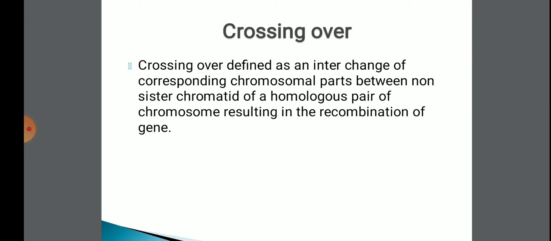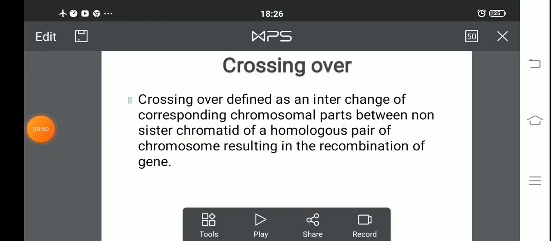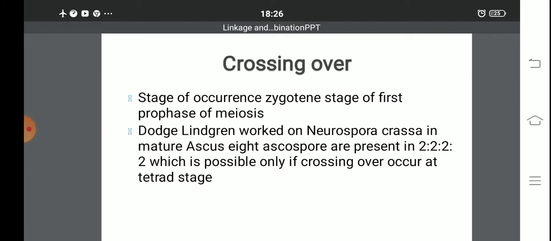Crossing over may be defined as interchange of the corresponding chromosomal part between non-sister chromatids of a homologous pair of chromosomes, resulting in the recombination of the genes. What does that mean? That means in the same homologous chromosome, there is always an exchange of the segments of genes between them. Now we will see what crossing over is and what the stages of crossing over are in the next slides.